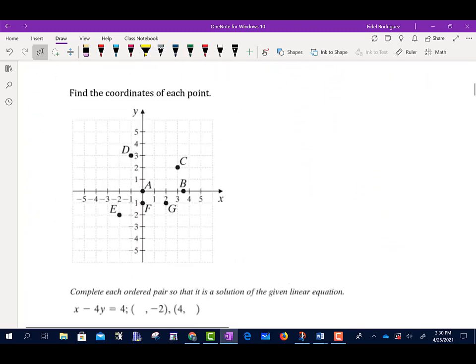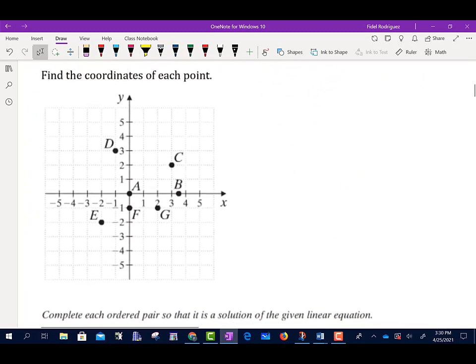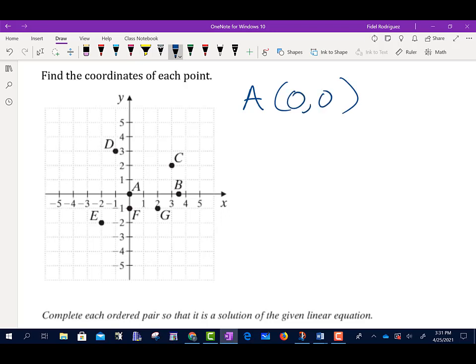This problem is similar to the one we did before, but now we're kind of going backwards. The points are here, and we want to find the coordinates of those points, okay? So let's take a look at the point A. It's right in the middle, so it's 0, 0. Point B, we moved to the right. It looks like 3.5. And then we didn't go up or down, so that's going to be a 0 for the second one. For C, we went to the right 3, and then we went up 2. So remember, it's always left and right, and then up and down. That's the order I need to write them in, okay?